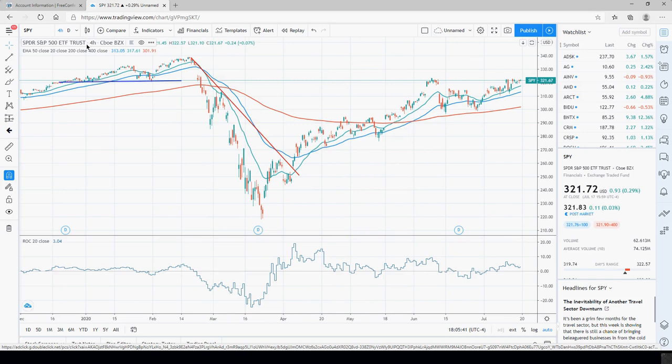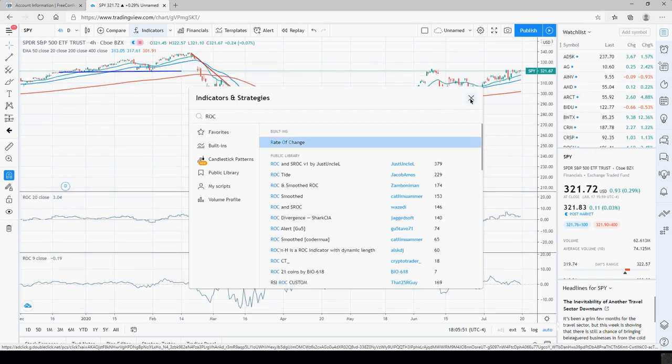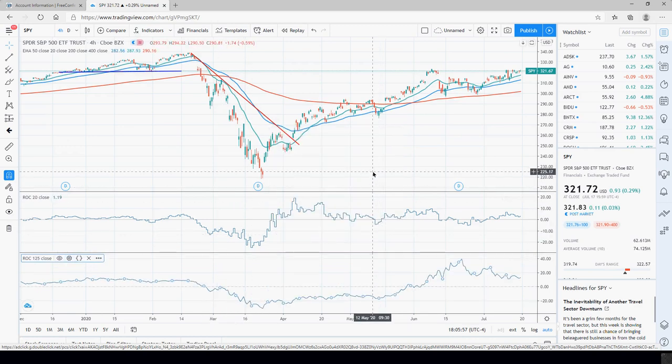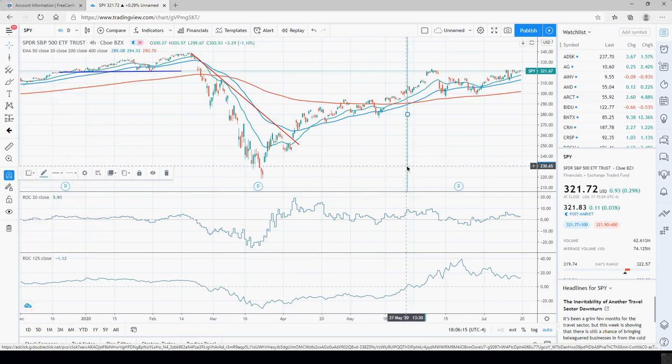The other rate of change that you should also use in conjunction is the 125-day rate of change. Add another one, and change this value to 125. I'll show you why 125. 125 is the six-month rate of change, which shows you a longer term view. After this point, the market basically turned positive for the long term, and you see it's trending over all the moving averages.